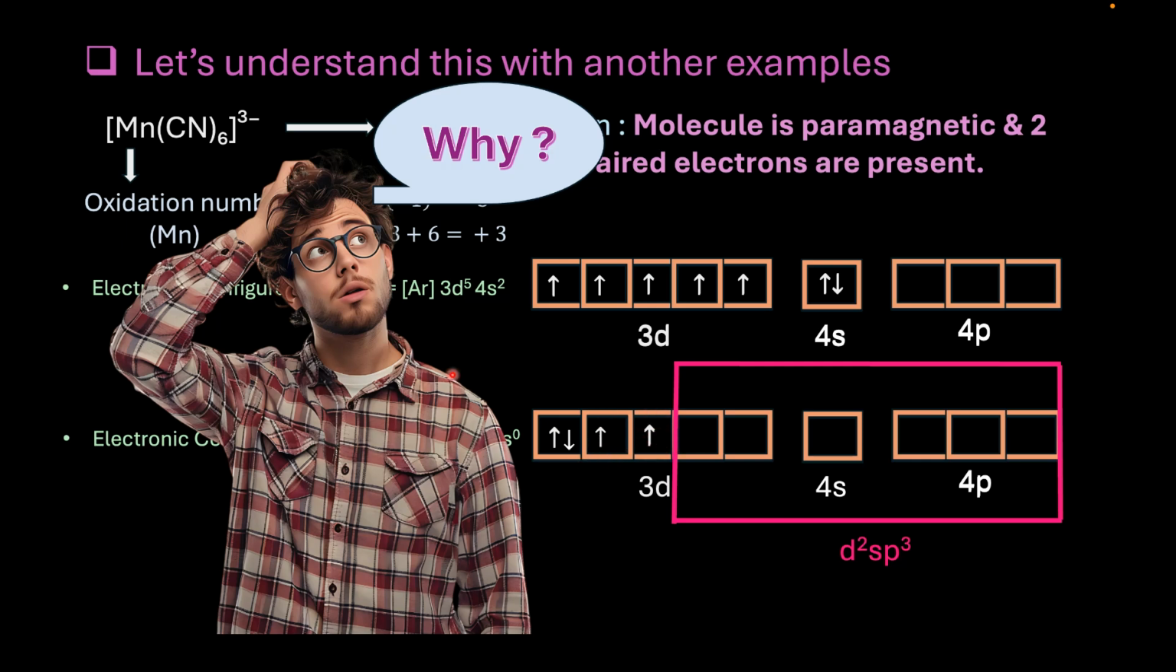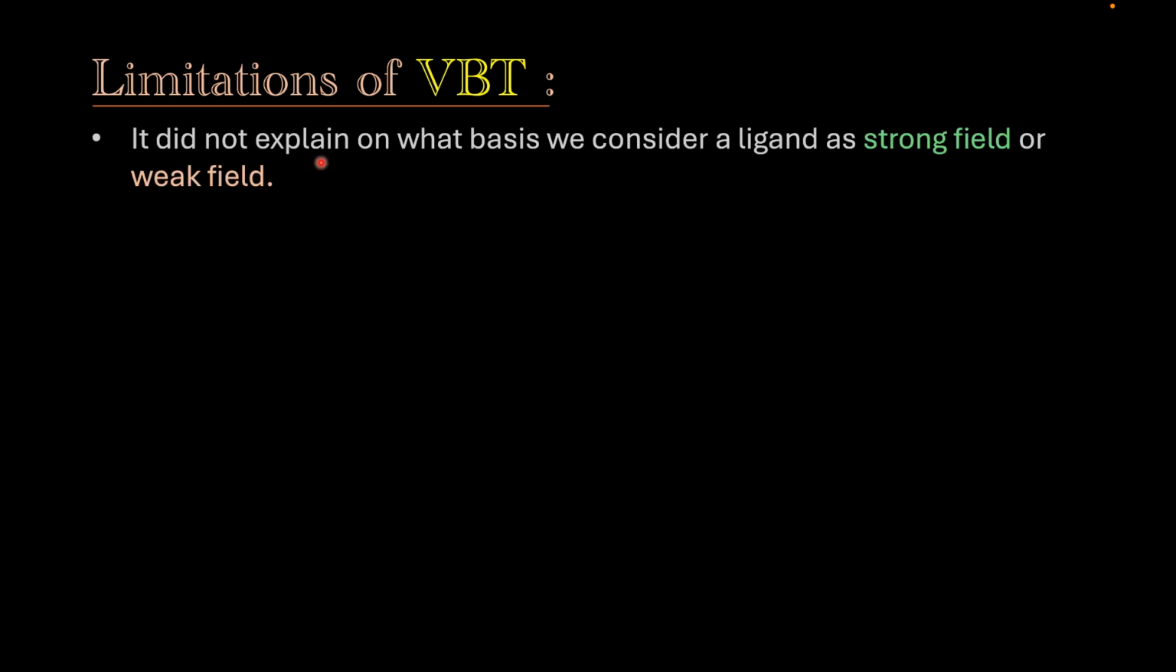This is something valence bond theory could not explain, and we can say this is a limitation of valence bond theory. And always remember that valence bond theory is completely experimental. It only deals with the bonding, how the ligands donate their lone pair electrons to the vacant orbitals of the central metal atom or ion, and how the coordination bonding takes place. It tells us about the geometry. It tells us about inner and outer orbital complexes, but it did not explain on what basis we consider a ligand as strong field or weak field.